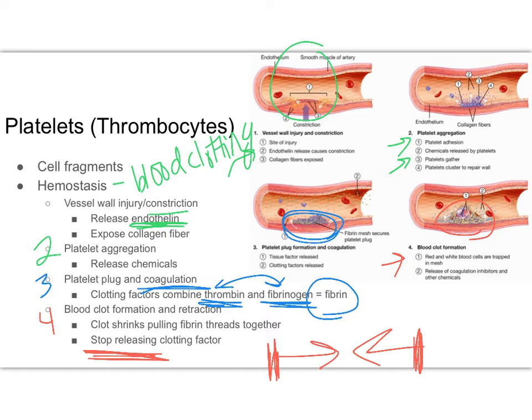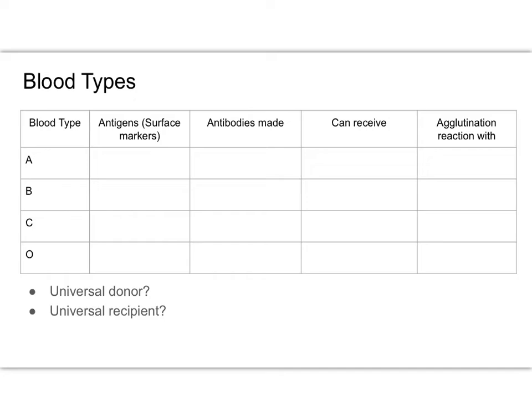Okay, so that's kind of our overview there of hemostasis. So what are we happening? It's a basic 4-step process. The initial constriction, spasm, exposure of the collagen fibers, the aggregation of the platelets and bringing more platelets over, forming the plug and the fibrin, and then eventually shrinking that fibrin down so that the whole thing seals up.